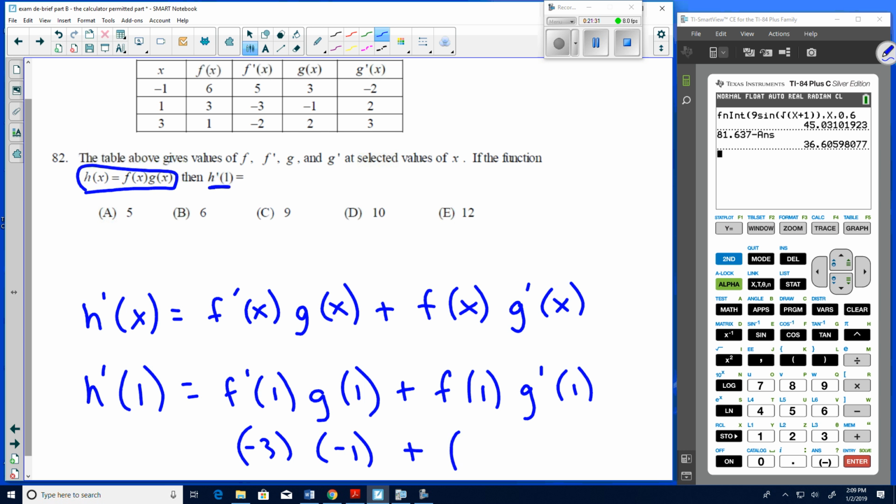F of 1 is 3. And G prime of 1 is 2. So we'll get 3 plus 6 is 9. There's the answer.